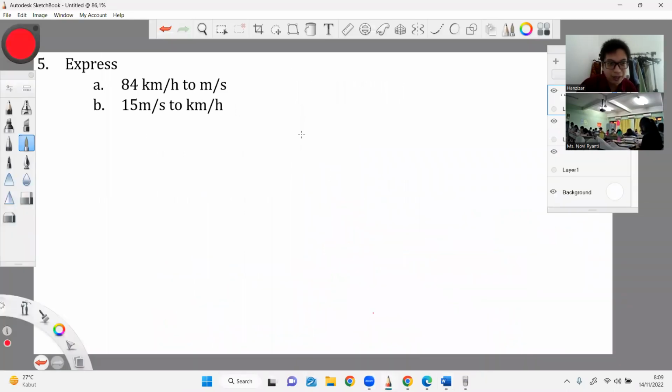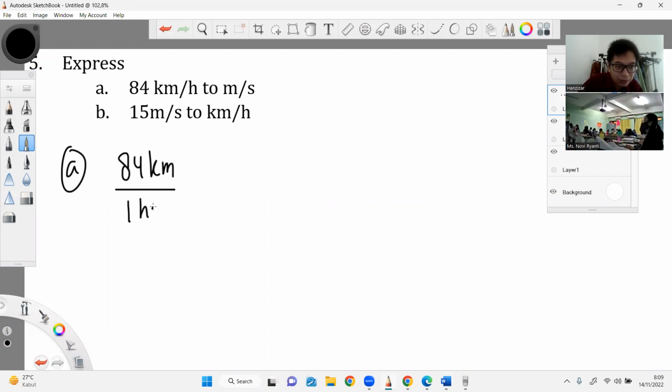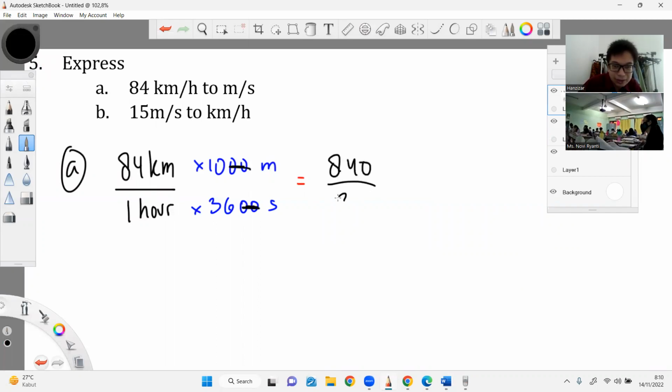Okay, guys, so for number 5, expressing kilometer over hour to meter over second. So for question A, it's quite simple. You have to keep this in mind. Kilometer over hour means always over 1 hour. And then if you want to convert into meter, you just multiply by 1000 on top because kilometer to meter, and hour to seconds, 3600. So you can simplify the zero, right? Two zeros cross. So 840 over 36.